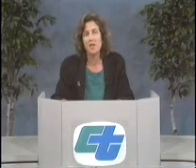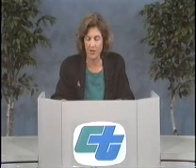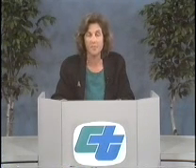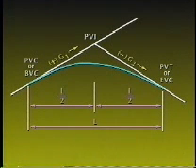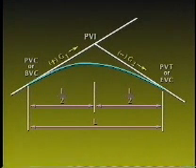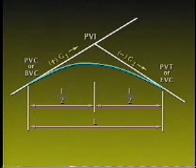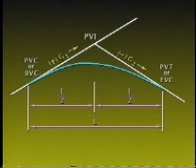The elements of a symmetrical or equal tangent curve are as follows. BVC is the beginning of vertical curve, sometimes shown as PVC or point of vertical curvature. EVC is the end of vertical curve, sometimes shown as PVT or point of vertical tangency. PVI is the point of vertical intersection of the incoming and outgoing tangents.